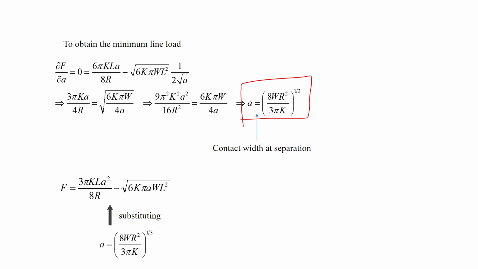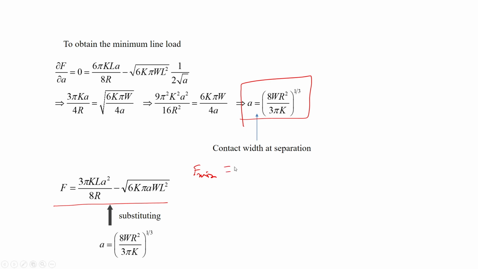After doing all that, this is basically what we say is the contact width at the separation, that means the minimum load that can be applied, or that is the maximum tensile load at which the separation happens. So, this A can be substituted into the expression for F to find out what F min is. That gives us the pulling load that needs to be applied.